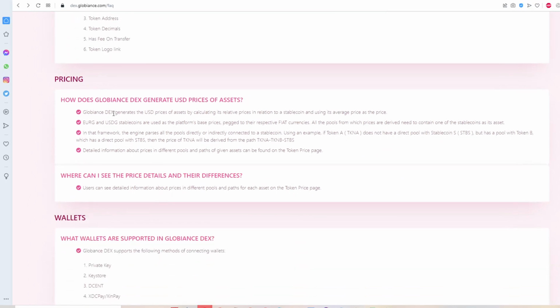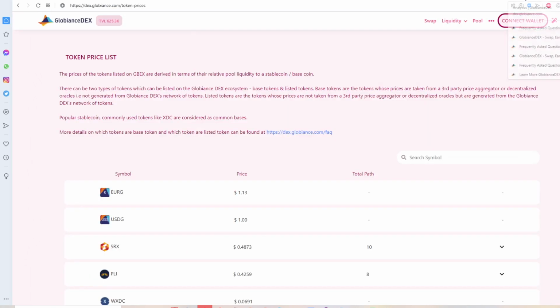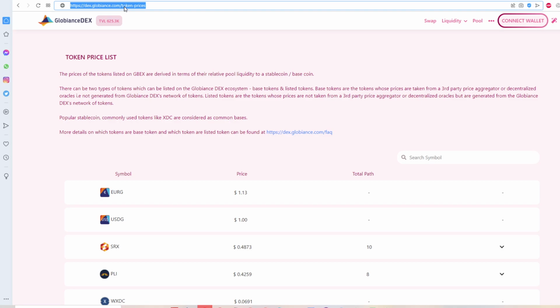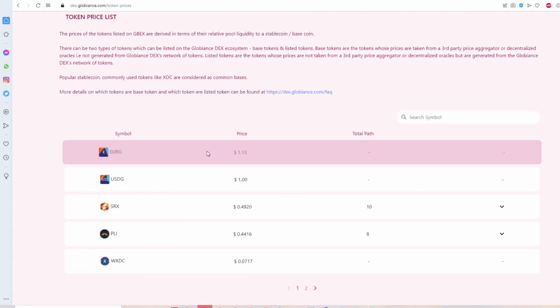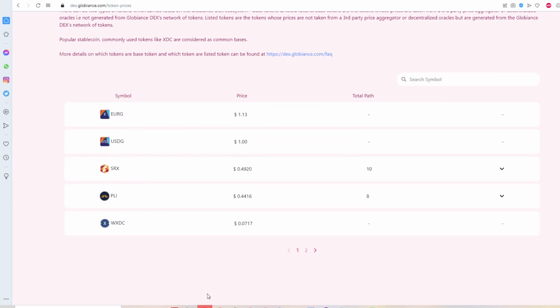Pricing. Globiance DEX generates the USD prices of assets by calculating its relative prices in relation to a stablecoin and using its average price. So in principle, in the background, it also creates the prices. So there is a page, token-prices, which you can use. That's the current average prices on the DEX for each one.